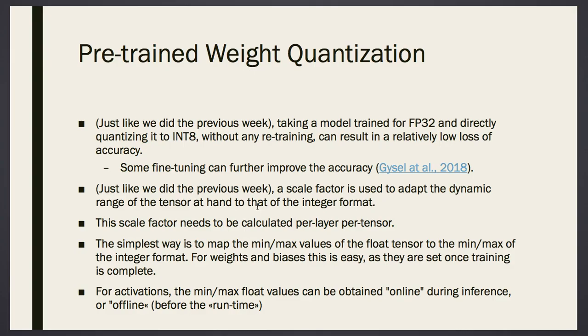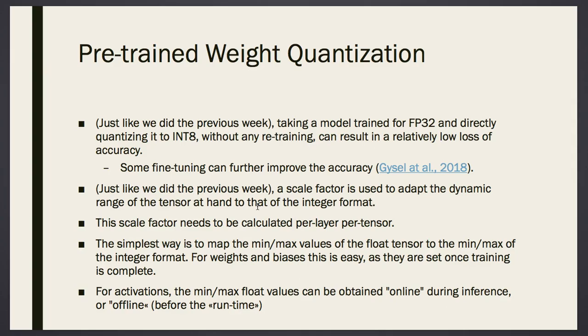Just like we did in the previous week, taking a model trained for single-bit precision and directly quantizing it to, for example, 8-bit integer without any retraining can result in a relatively low loss of accuracy. We have experienced this in the previous video, that cat video was not affected.